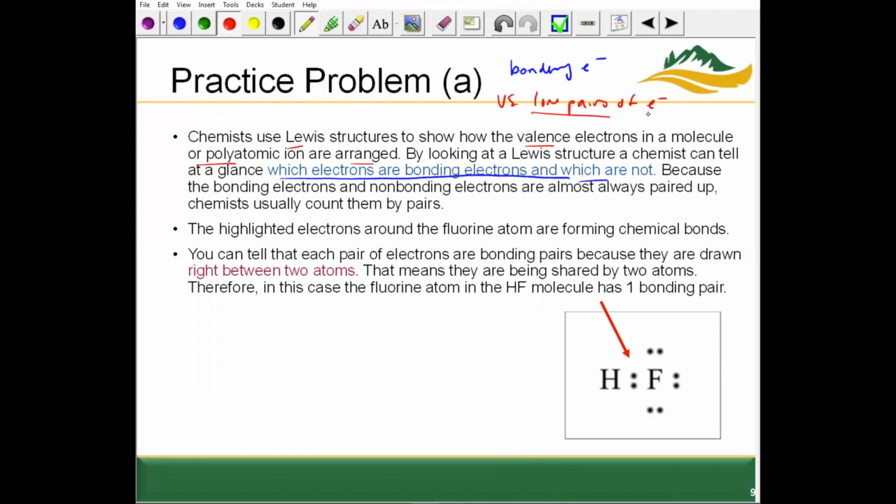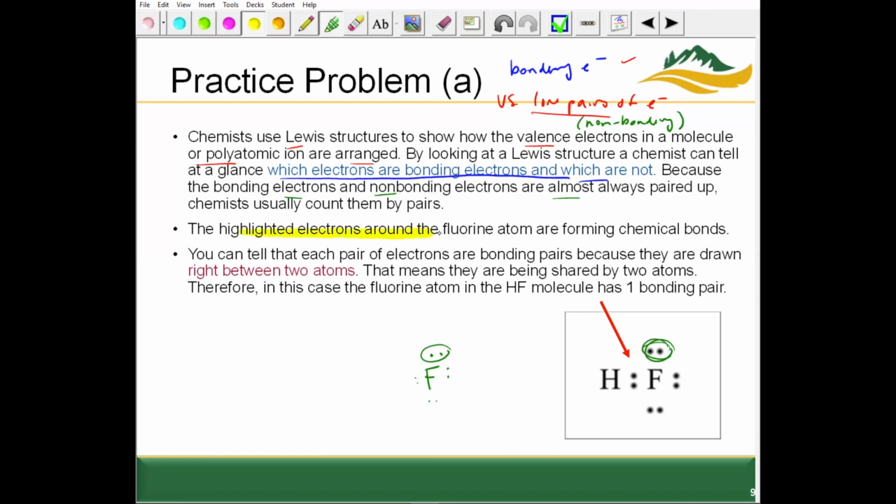Lone pairs of electrons do not participate in a bond. The bonding electrons and non-bonding electrons, so lone pairs are the non-bonding electrons, are almost always paired up. We rarely will see just a single electron like this. Those electrons usually come in pairs, so that's what we call it, a bonding pair or a non-bonding pair. So a pair of two electrons.